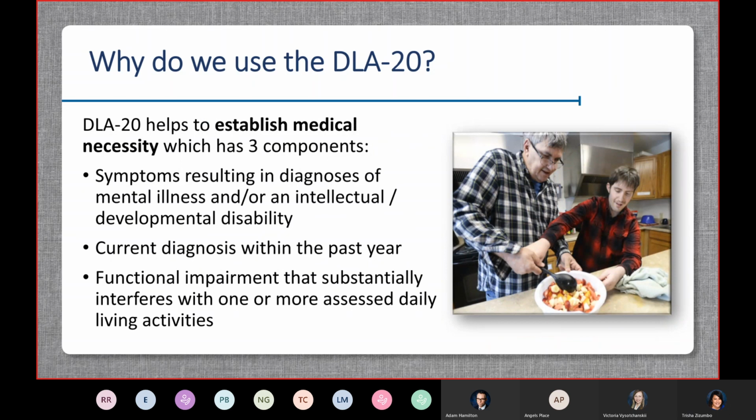Okay. The DLA 20 helps establish medical necessity, which has three components: symptoms resulting in a diagnosis of mental illness and/or intellectual or developmental disability. The diagnosis must be current within the past year or updated. And it measures a functional impairment that substantially interferes with one or more of the daily living activities measured by the DLA 20.